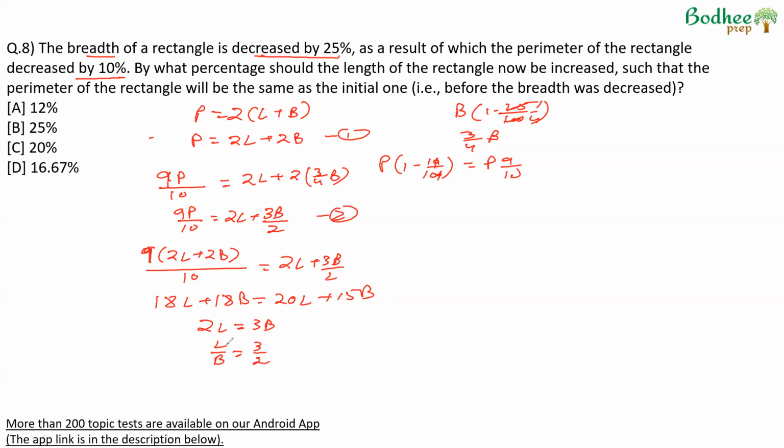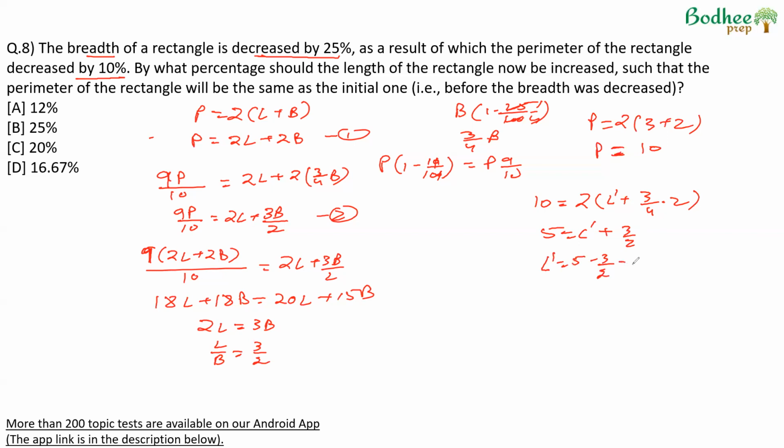Which means the perimeter is nothing but, suppose the length is 3 and the breadth is 2. The perimeter is 2 into (3 plus 2), which is 2 into 5, which is 10. Now, we need the perimeter to remain the same. We have to find the new length, and the breadth has become 3 by 4 into the original breadth. So 3 by 4 into 2. So 10 by 2, which is 5, is equal to new length plus 3 by 2, which means the new length is 5 minus 3 by 2, which is 7 by 2.